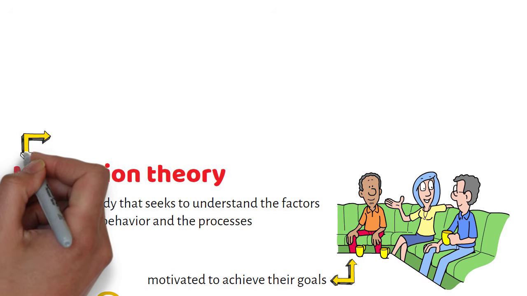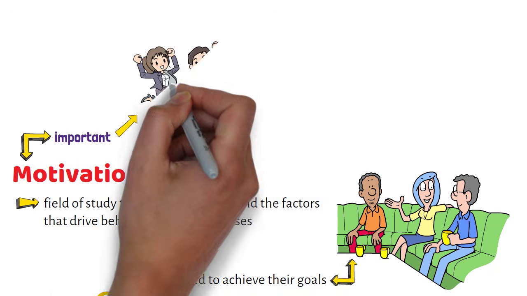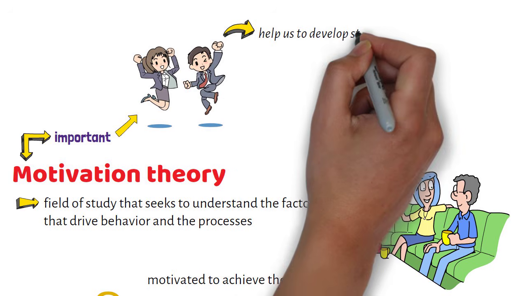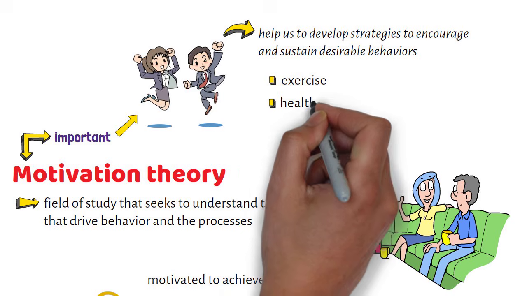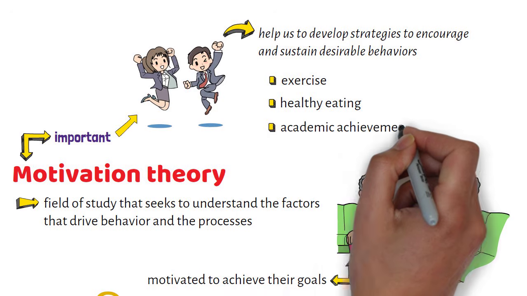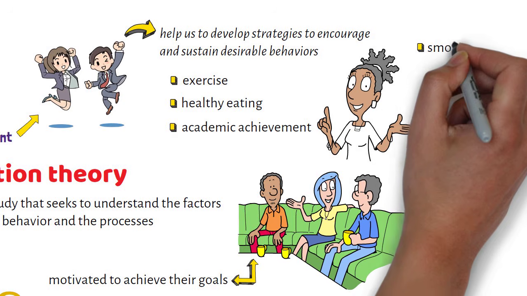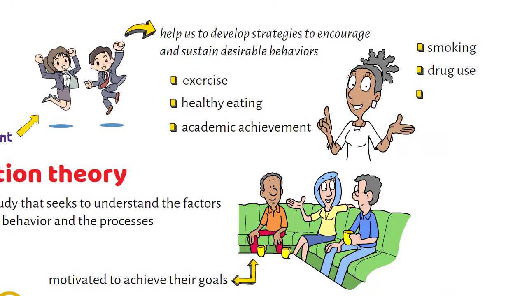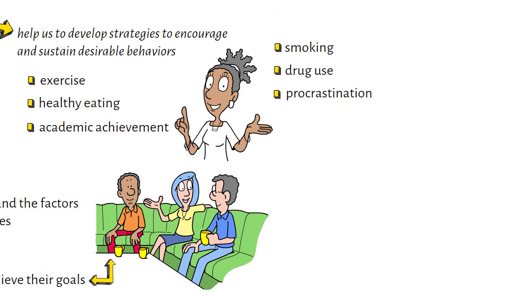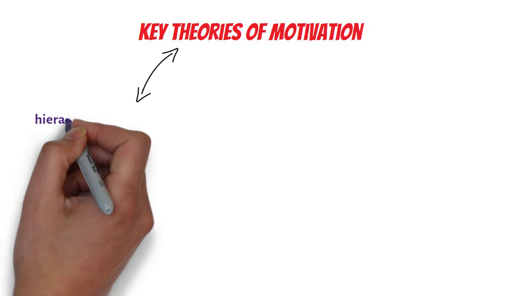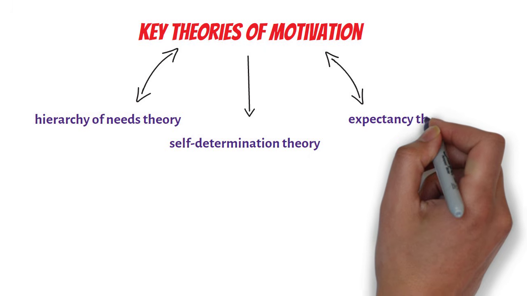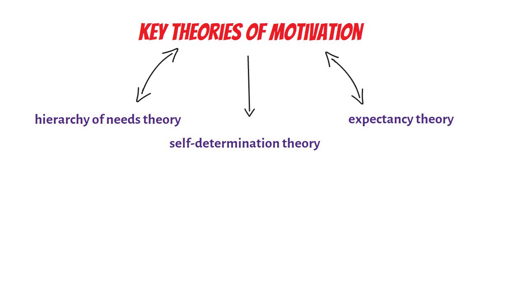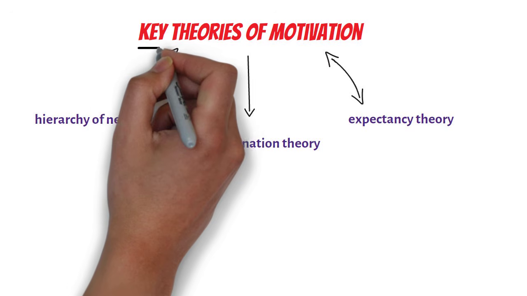The study of motivation theory is important because understanding what motivates people can help us to develop strategies to encourage and sustain desirable behaviors, such as exercise, healthy eating, and academic achievement, while discouraging undesirable behaviors, such as smoking, drug use, and procrastination. There are several key theories of motivation, including the hierarchy of needs theory, self-determination theory, and expectancy theory. Let me briefly explain each of these theories below.